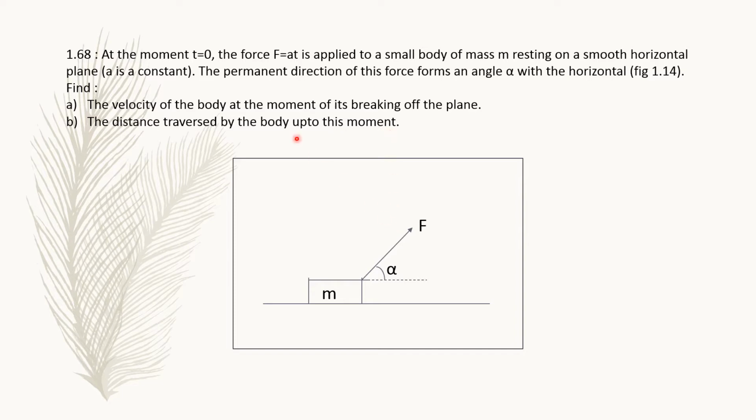First of all, you have to understand, at the moment t equal to 0, the force F equal to a t is applied to a small body of mass m resting on a smooth horizontal plane. That means there is no friction on this surface. So F is applied to this body, making an angle alpha to the horizontal. To solve this question, we have to draw the free body diagram of this body.